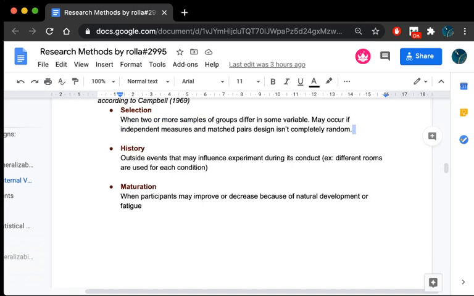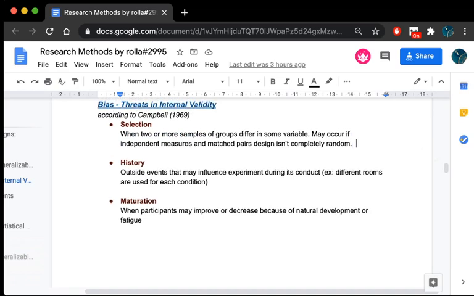Okay, so we have selection. Selection is when the sample itself already has different characteristics in the first place.